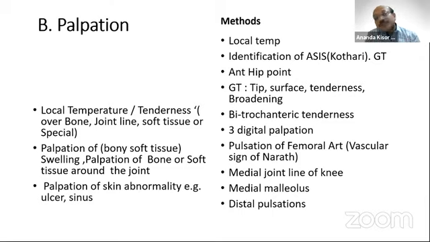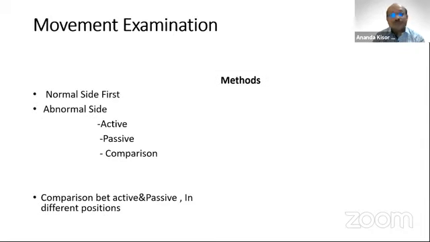Distal pulsations, basically the popliteal artery, also the dorsalis pedis artery, and also the posterior tibial pulsation. These pulsations are also asked. These are the specific methods that may be asked of the students.